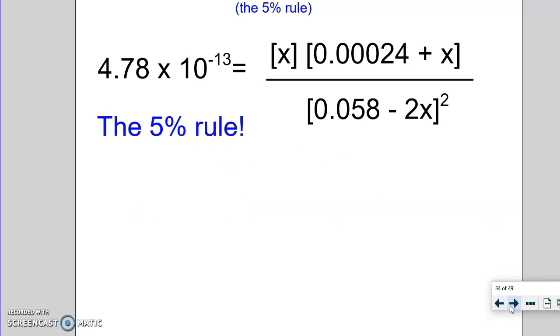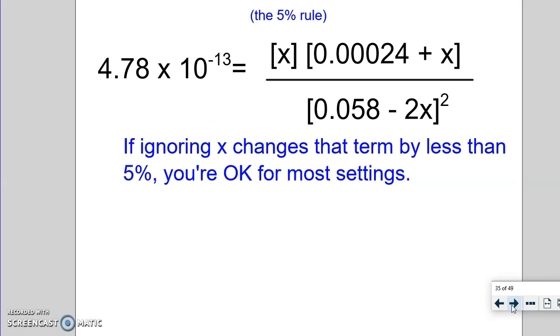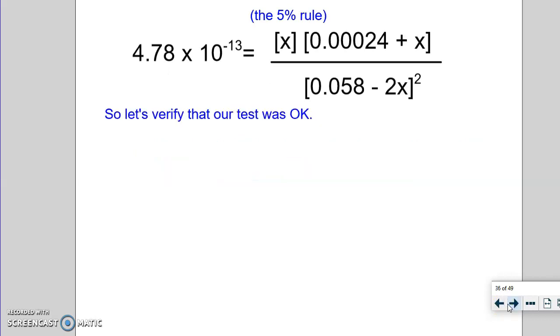The 5% rule. This is what we're going to do. We're going to look at the 5% rule. Now you know why it's called that. What we're going to do is figure out whether ignoring x changes that term by less than 5%, and if so you're okay in most settings. Obviously, if you're doing research of some sort, it might matter. But for an average chemistry classroom, a 5% change is going to be allowable if it's 5% or under. What does that mean? So let's verify that our test was okay.